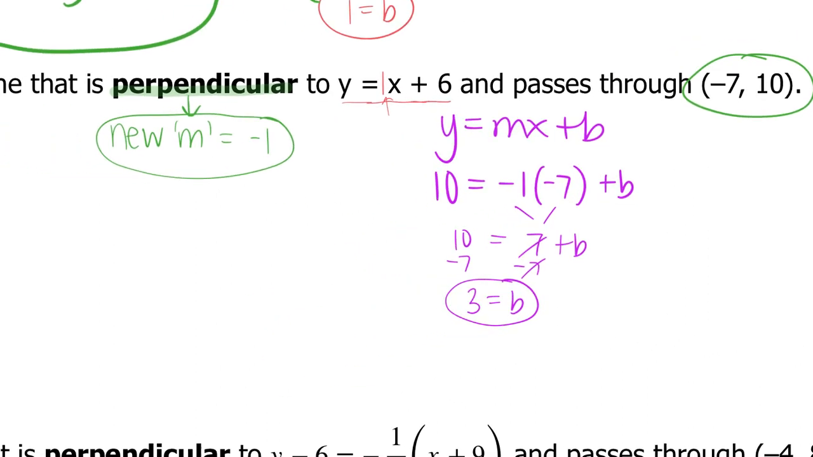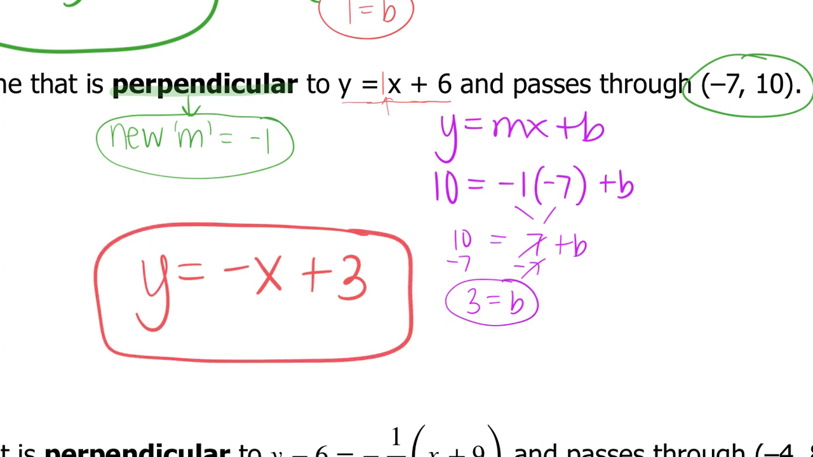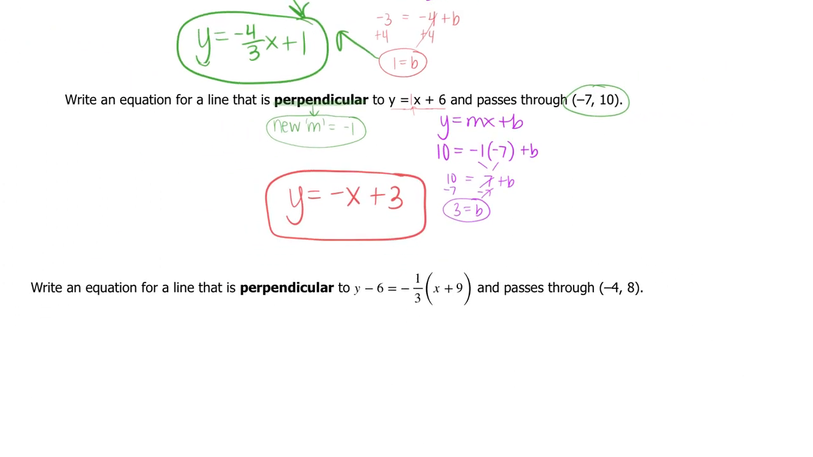And then we just have to put this together into our equation. So we would have y equals negative 1x, which is really the same thing as just negative x. That's actually how I'm going to write it. So it's negative x and then plus 3 because the y-intercept was 3. All right, there we go.